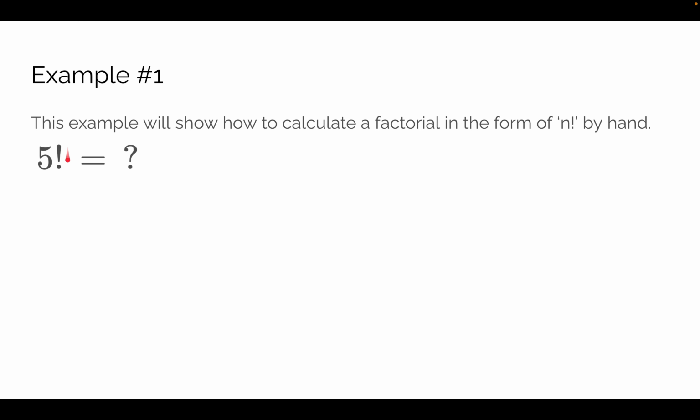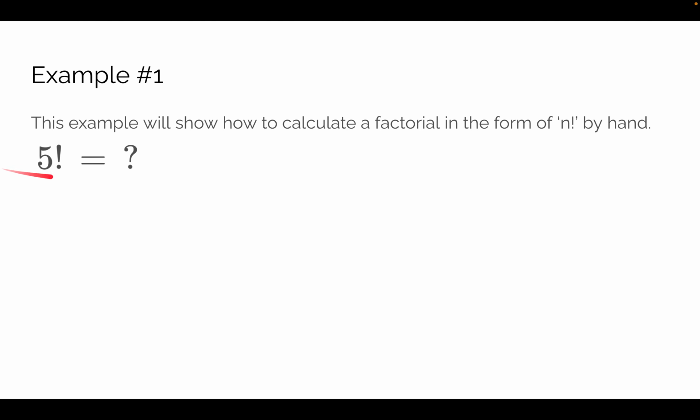So anytime you see this exclamation mark, when you're saying it, you can say it as factorial. So what is 5 factorial equal to? So in this example and all of the other examples, we'll be trying to solve factorials by hand because you can't solve factorials by just putting it into your calculator. But in order to understand what a factorial is, we're going to be doing these by hand.